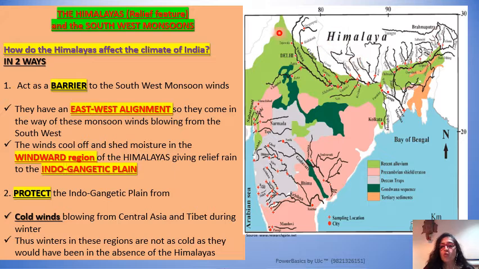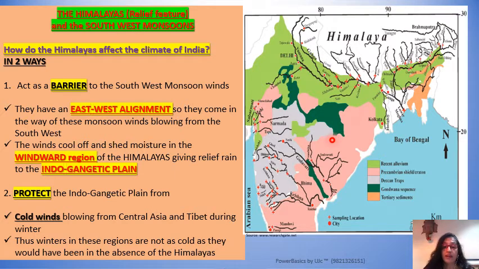They have an east-west alignment. This is west, this is east. The Himalayas have not a north-south but an east-west alignment. So they come in the way of the monsoon winds blowing from the southwest. The winds cool off and shed moisture in the windward region of the Himalayas. Then the Gangetic plains are in the windward region, giving relief rain to the Indo-Gangetic plain. Indo-Gangetic means India's Gangetic plains.